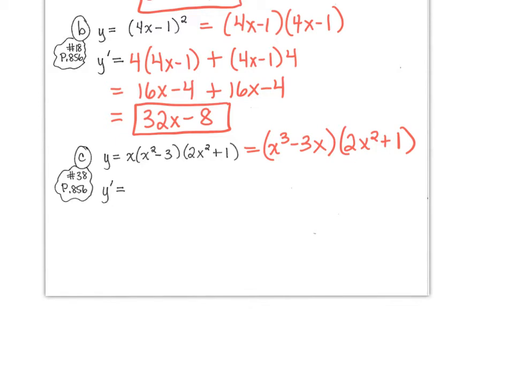So we have our function as the quantity x cubed minus 3x, I said x squared, let's read it right, times the quantity 2x squared plus 1. What do we have for our derivative? 3x squared minus 3. If you mean quantity, make sure you say that, okay? So you mean the quantity 3x squared minus 3? Yep. Okay, good. Times 2x squared plus 1.